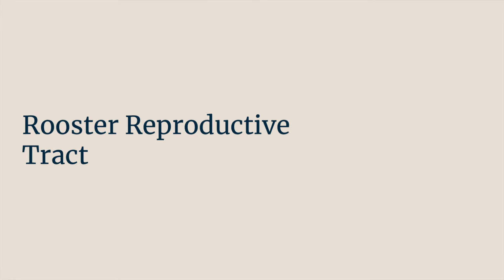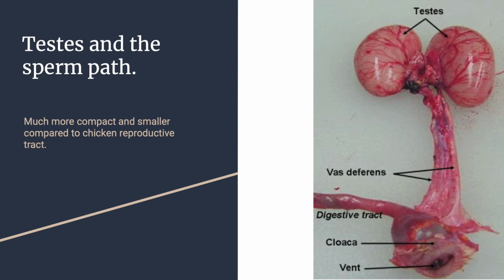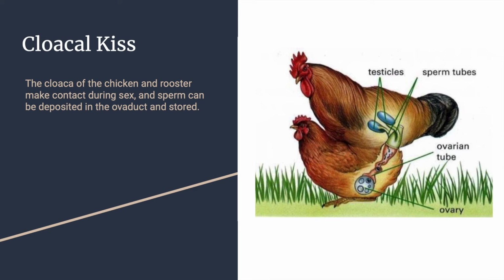The rooster reproductive tract is a little bit different from the chicken tract. So we can see here the male reproductive tract is a lot smaller and compact compared to the chicken. And the testes connect to the vas deferens, which directly connect to the cloaca, which exits through the vent. So the rooster and the chicken will have a cloacal kiss where the sperm is deposited into the chicken's cloaca, and it can actually be stored in the oviduct for a period of time.